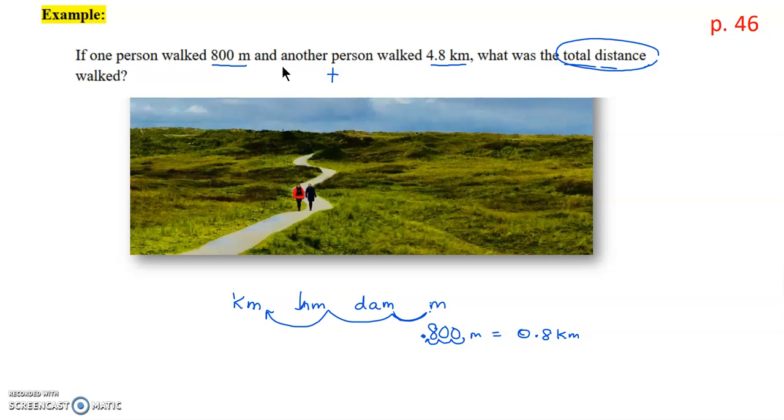Once I have the conversion done, so that's my first step, my second step is to add the numbers together. So I'm going to take the 0.8 kilometers plus the 4.8 kilometers, and that's going to give me my final answer, which is 5.6 kilometers. For some of the questions today, you'll see that you can do conversions first, and sometimes you can do conversions at the end, and we'll look at both of those.